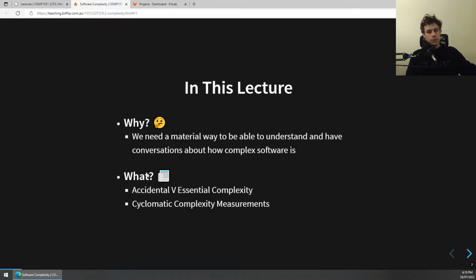So the reason we're talking about this is because software is sometimes really simple. Software is sometimes really complex. We know that. And we need to have the ability to have conversations about it, right? If you can't find a way to express yourself about something, it's very hard to ever get anything done. So we need to be able to have those conversations. We're going to talk about two types of complexity, and we're going to talk about how to measure complexity, both broadly speaking and then a bit more specifically.